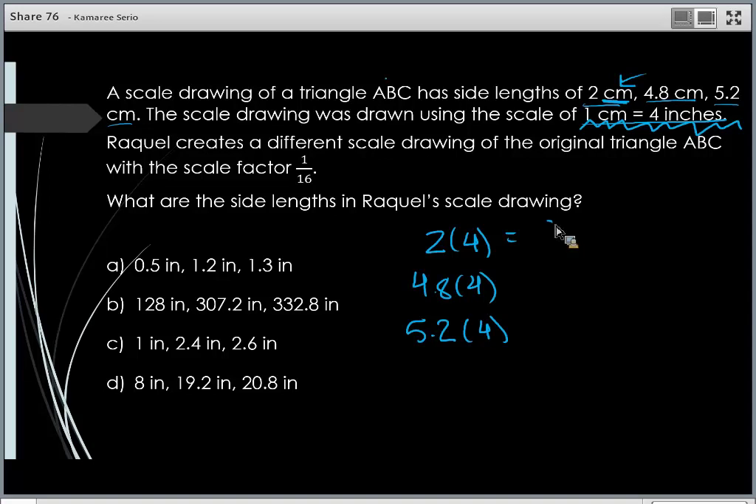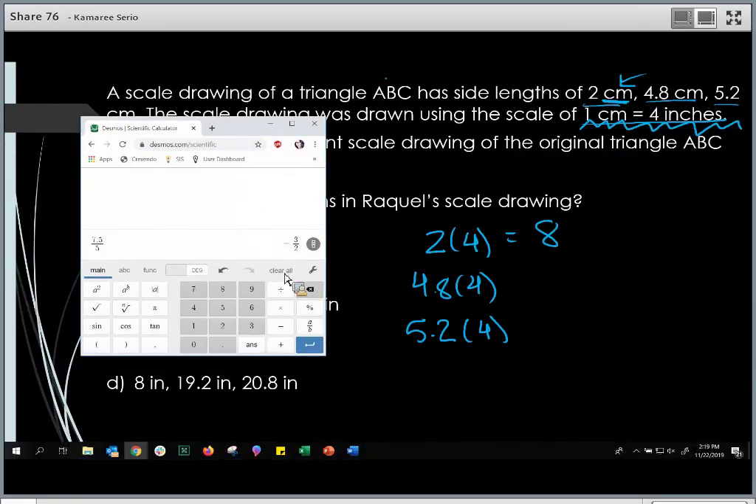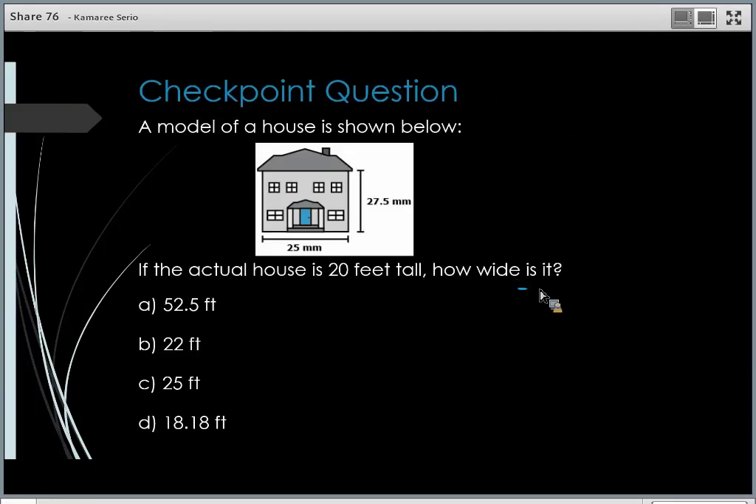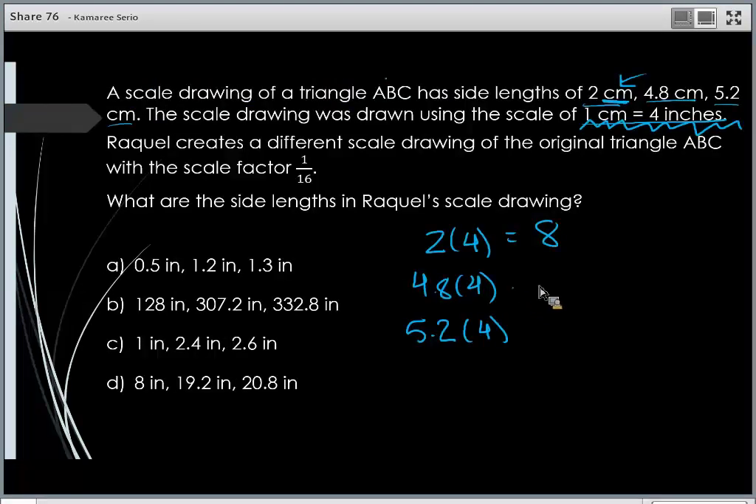So this is going to give us 8. I don't know the other two, so I'm going to bring back my calculator to do it for me really quick. 4.8 times 4, and then 5.2 times 4. So 19.2 and 20.8. So this is 19.2 and 20.8 inches.